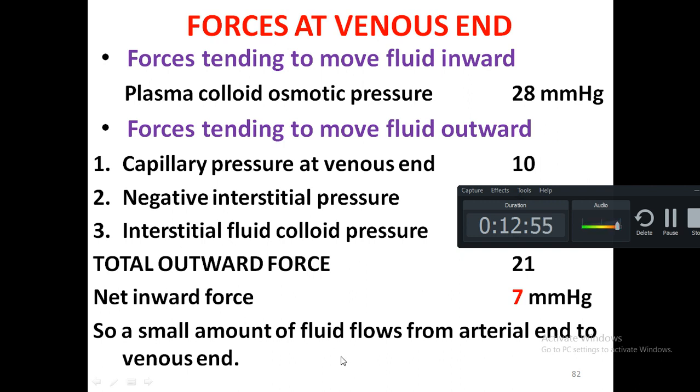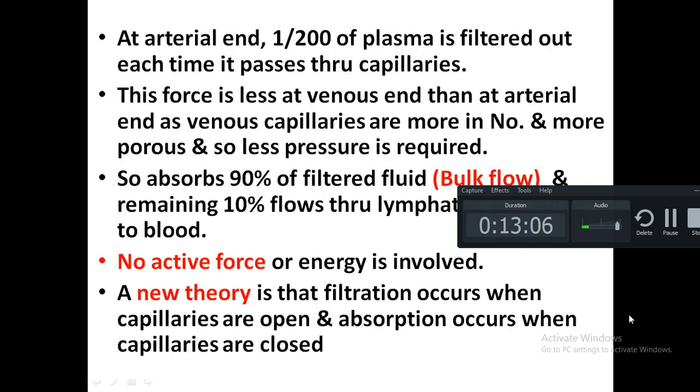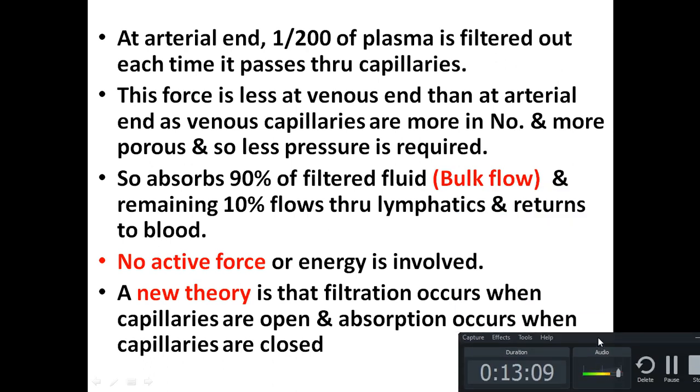So that is why there is a continuous flow of fluid in the interstitial space at the arterial end, and that is going to be absorbed at the venous end of the capillaries. Now at the arteriolar end, about 1/2000 of the plasma is filtered out each time it passes through the capillaries. So this force is less at the venous end than at the arteriolar end, as venous capillaries are more numerous and more porous, so less pressure is required for the absorption at the venous end.